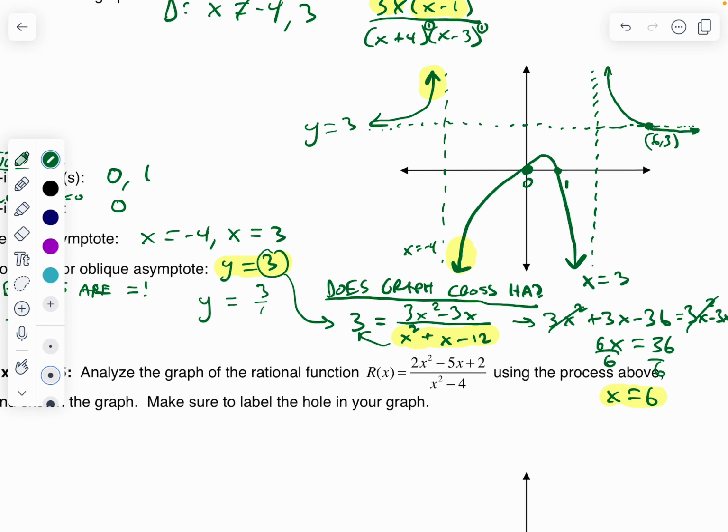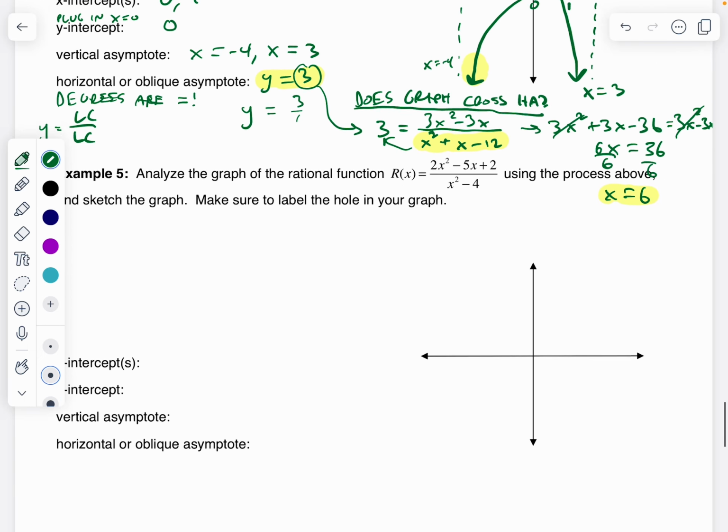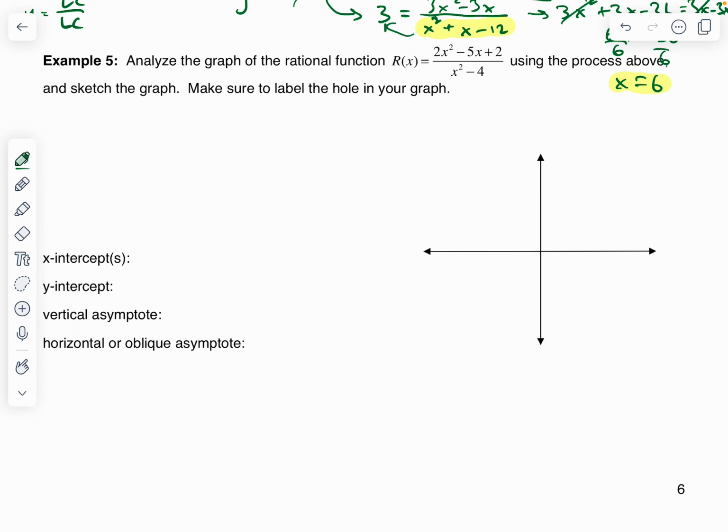All right. That covers all the different horizontal versus oblique asymptote scenarios. The only thing we haven't talked about yet is what happens if something cancels out, which is where you get holes from. So I'm actually going to put in a spot here. We're going to label and figure out exactly where that hole is, but we're going to start exactly the same way as we usually do.